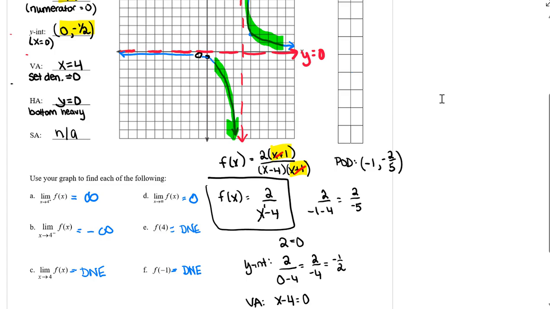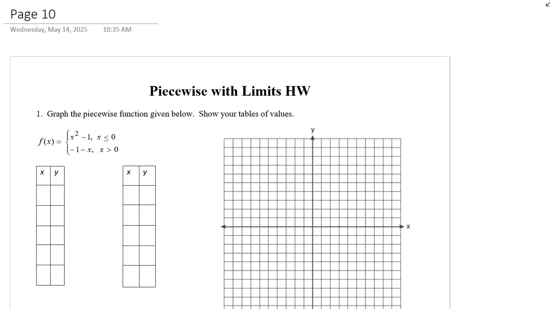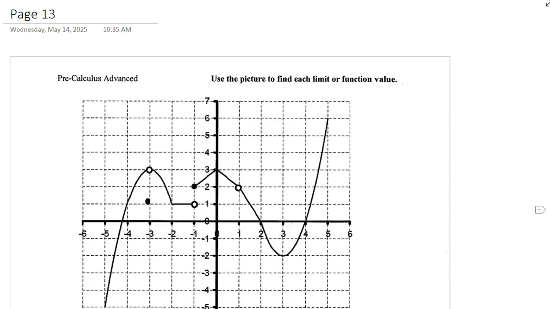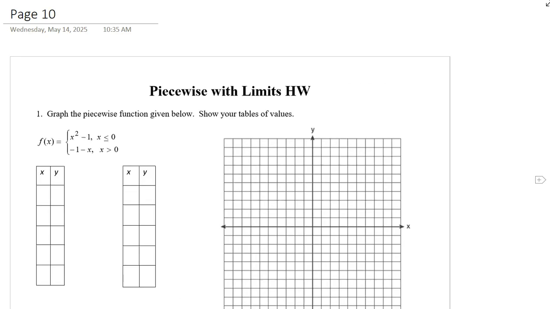All right, so you've got some graphs to draw on pages 10 through 13 for homework. And actually, page 13 isn't even a graph to draw, it's just some functions to evaluate. But your homework is going to be pages 10 through 13. Looks like this video is a pretty short video, so you've got lots of time to do it. Of course, if you have questions, please feel free to reach out and get in touch.